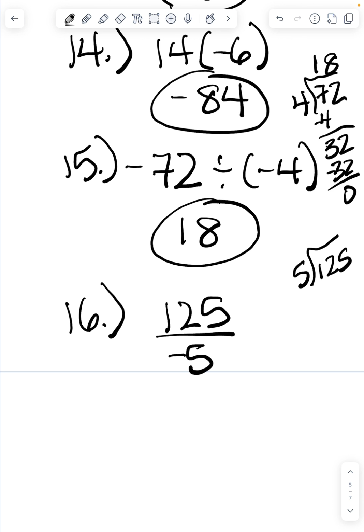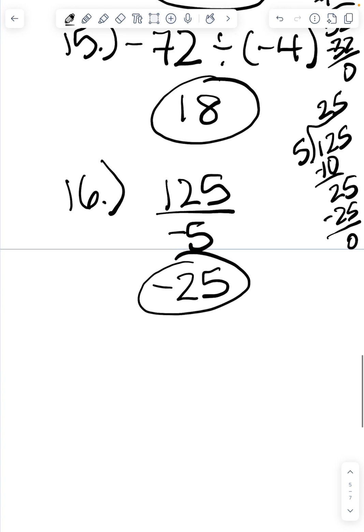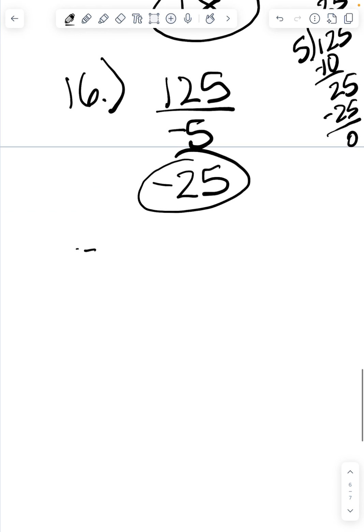Just do some side work. You'll get done quicker if you just do a little long division on the side than if you just try to rack your brain. Just go ahead and do the work on the side. All right, so 125 divided by 5 is 25. We've got one negative number, which means it's an odd number of negatives. So our answer is negative 25.